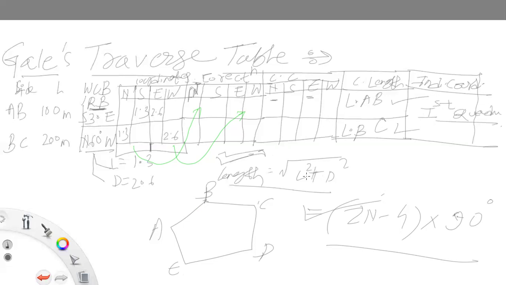What the examiner will ask you in the examination is about the corrections that you have here. You can also be asked for the corrected coordinates that you have written here. So this is what he will ask you in examination, corrections and corrected coordinates, as far as this Gale's traverse table is concerned. Okay. So thank you all.